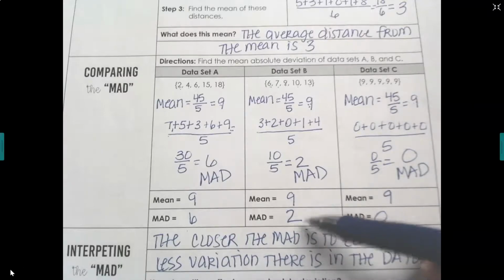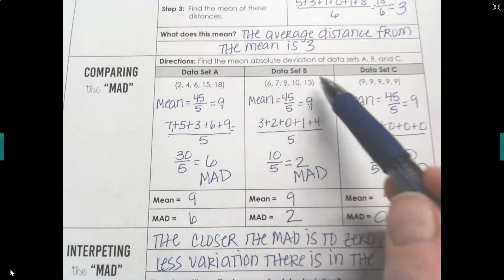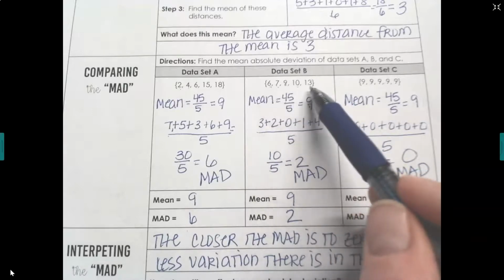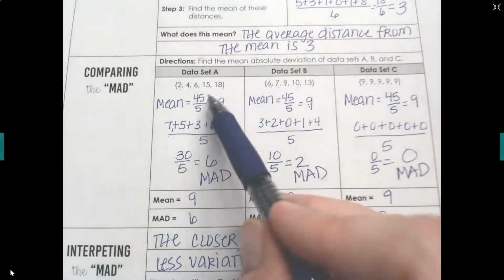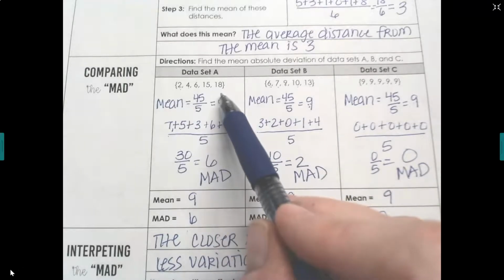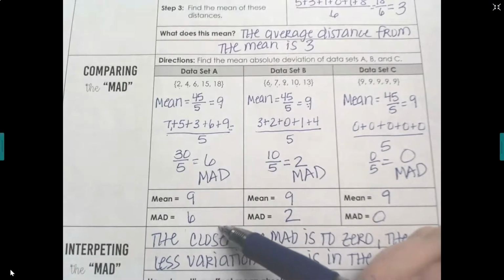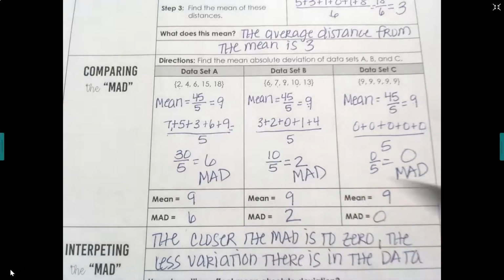The MAD here is 2. We had a range of 7, and the numbers are all kind of alike. But when I compared this to this, which has a range of 16, its MAD is bigger. So the bigger the MAD, the bigger the range, the more varied the data is.